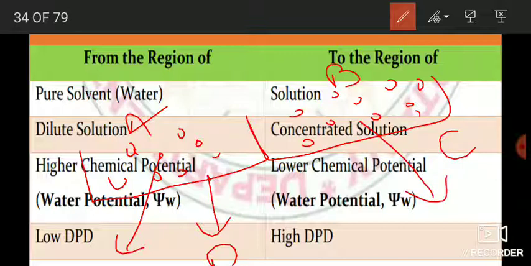ओके, डीपीडी विल बी हाई, एंड यू हैव टू रिमेंबर दैट during osmosis water always moves from the region of lower DPD to the region of higher DPD. That means यहाँ पे जो डिफ्यूजन प्रेशर डेफिसिट हो गया वो हो गया लेकिन कम हो गया, और यहाँ पे जो डिफ्यूजन प्रेशर डेफिसिट हो गया that is high, and water will always move from lower DPD to higher DPD.